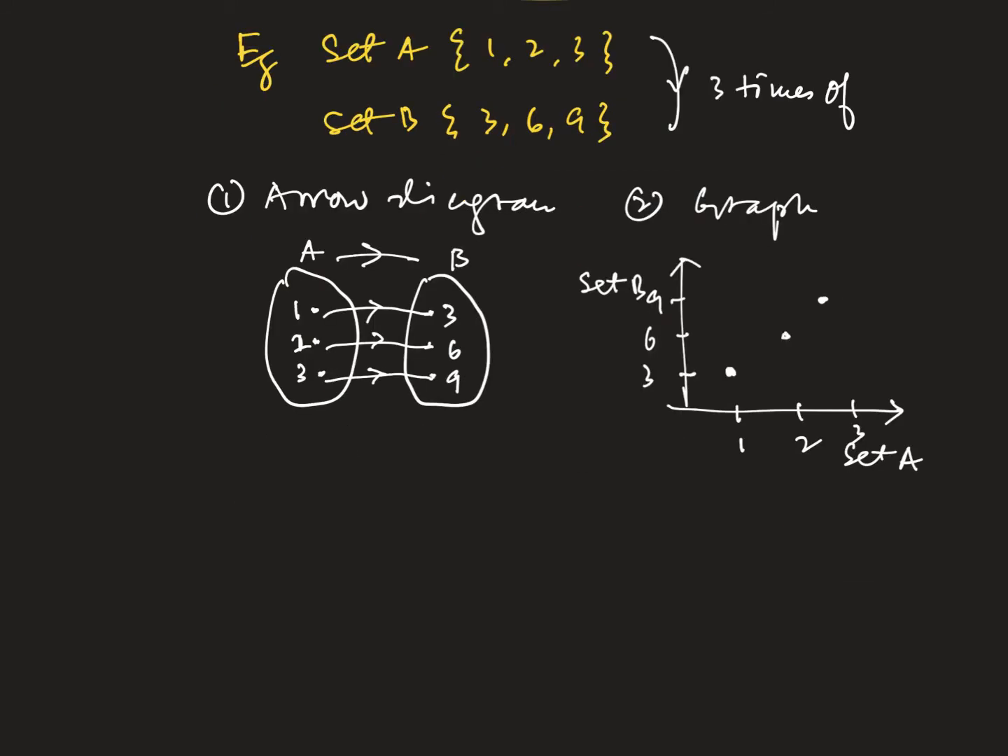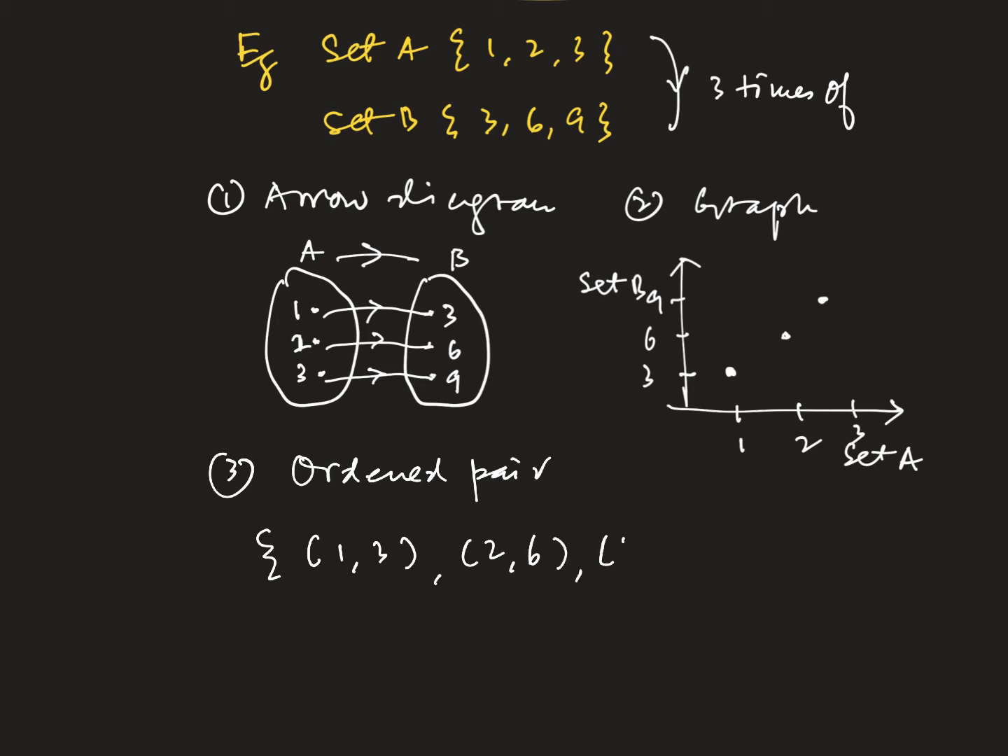The third way to represent a relation is by ordered pairs. In ordered pairs, we can put the relation in this form, where 1 and 3 is one of the ordered pairs, 2 and 6 another one, and 3, 9 another one.